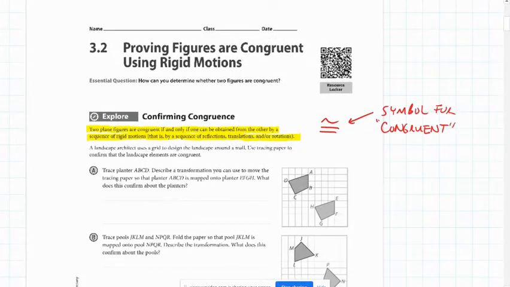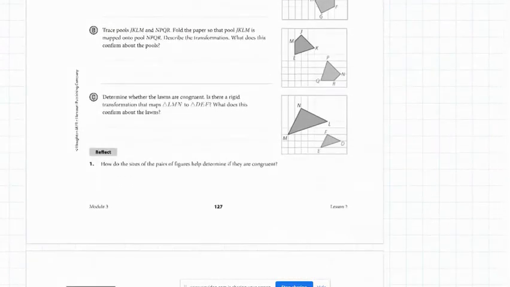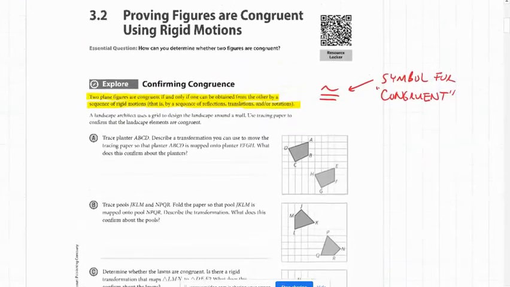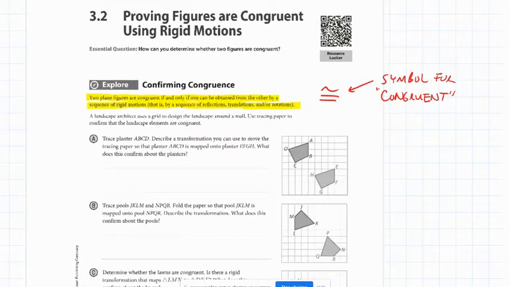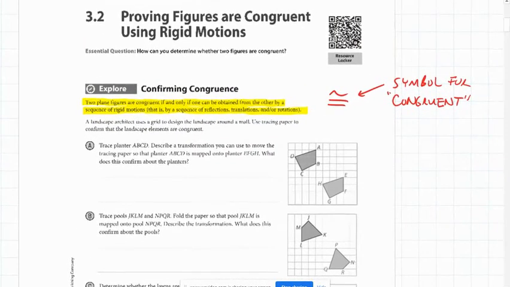Hello, everybody. We're going to learn about proving whether figures are congruent or not by using rigid motions. And this is section 3.2 in your geometry text, starting on page 127. So we'll start off with the definition of congruence.